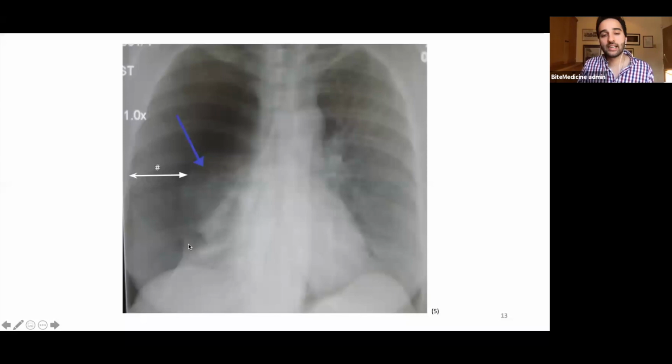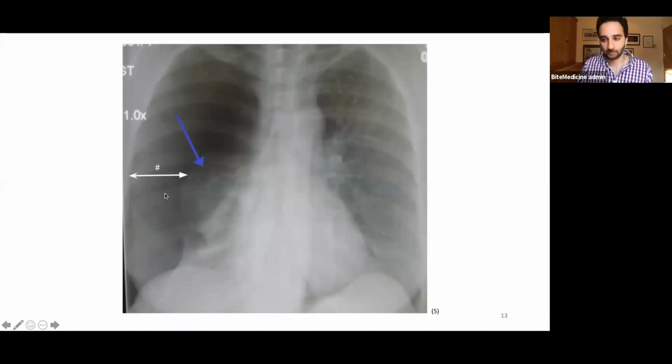Now, a really important thing to mention here is what this white arrow represents. It represents the correct method of measuring the size of a pneumothorax. As you go into your foundation years after medical school and you see a patient with a suspected pneumothorax in the emergency department, you need to be able to measure how large the pneumothorax is so that you can determine what management they need. And that's how you do it.